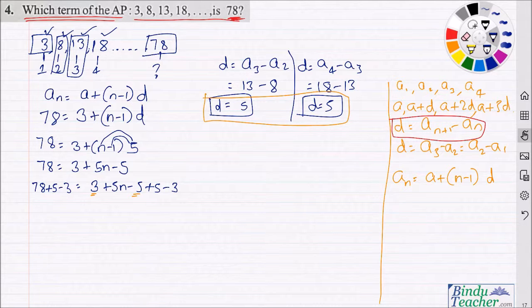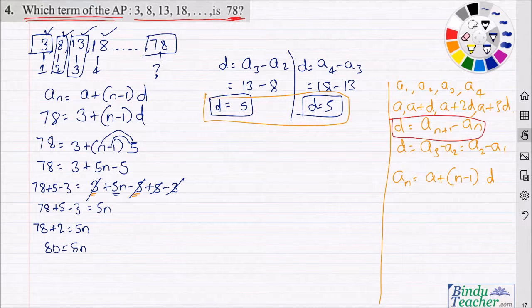From this, we can see that minus 5 and plus 5 would cancel out each other. 3 and minus 3 will cancel out each other. So what we are left with is 78 plus 5 minus 3 equals 5n. Now let's simplify this. So we get 78, 5 minus 3 is 2, equals 5n. 78 plus 2 is 80 equals 5n. Now we want to find the value of n, but we have 5 with it. So what we will do? We will divide by 5.